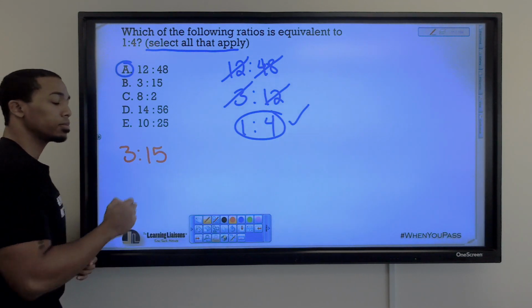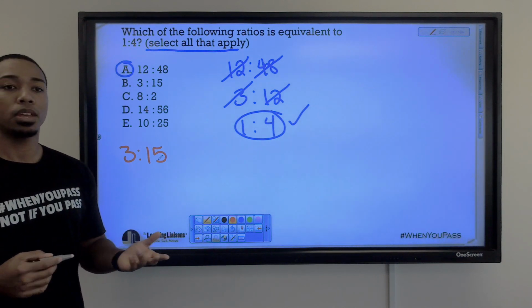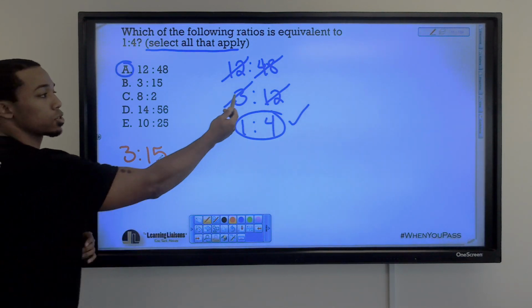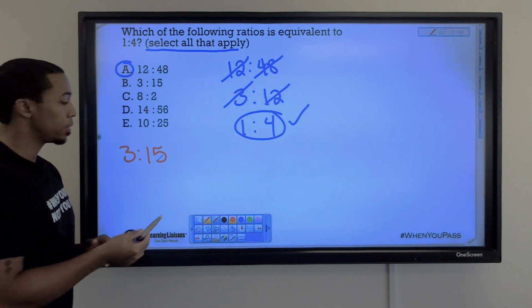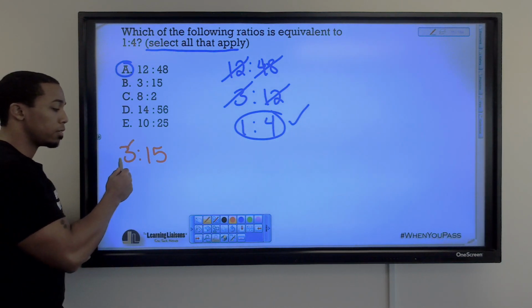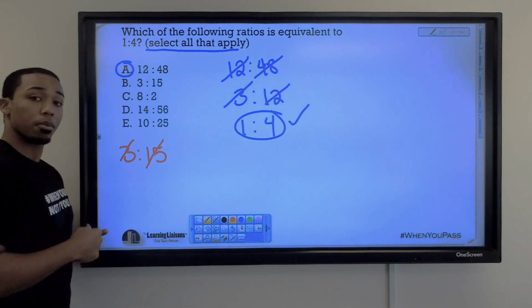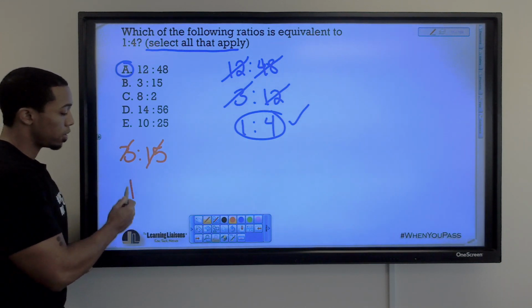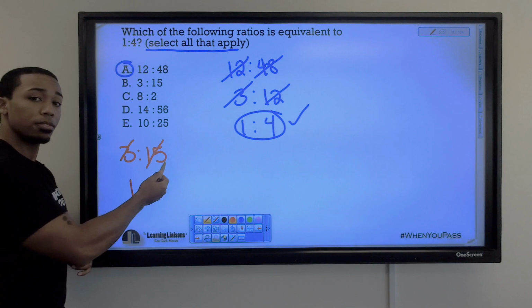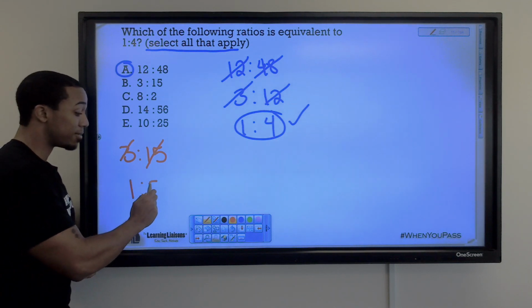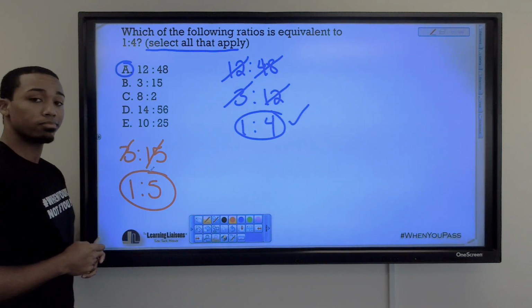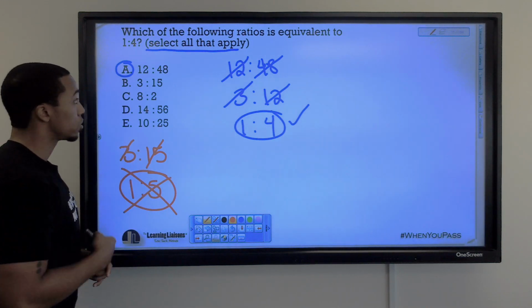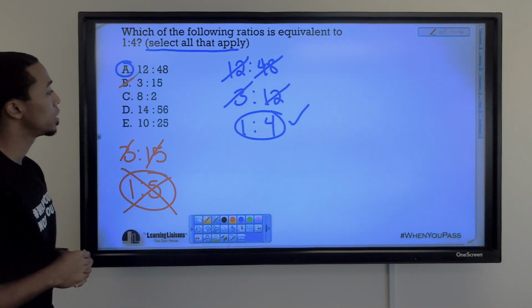3 to 15, well, what do they have in common? I already know that this isn't the answer because 3 to 12 was 1 to 4. 3 to 15, it won't be. Well, let's go ahead and prove it. Divide both by 3 because 3 is a common factor. 3 divided by 3 is 1, and 15 divided by 3 is 5. Is that correct for the problem? Nope. So B is not an answer choice.